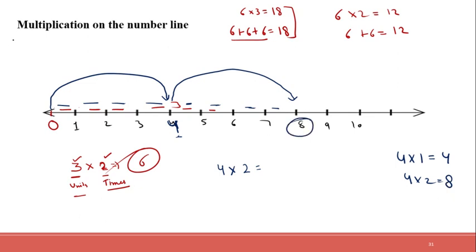I hope you got this concept, because it is very easy. It is just simple multiplication and we are just representing it on the number line. I hope you got this clear.